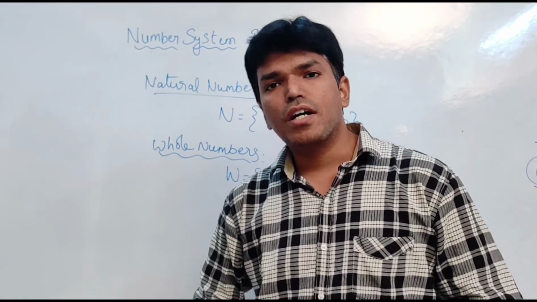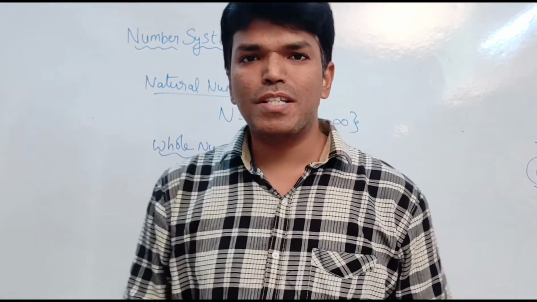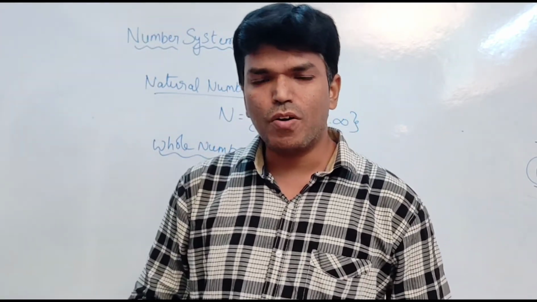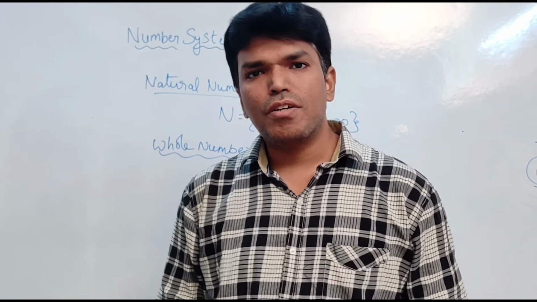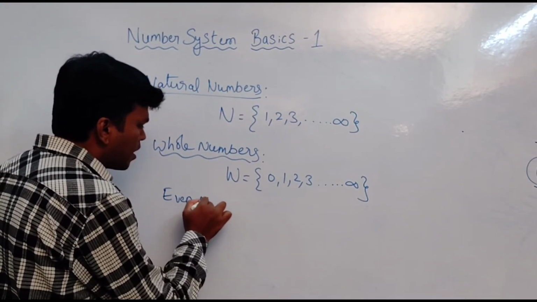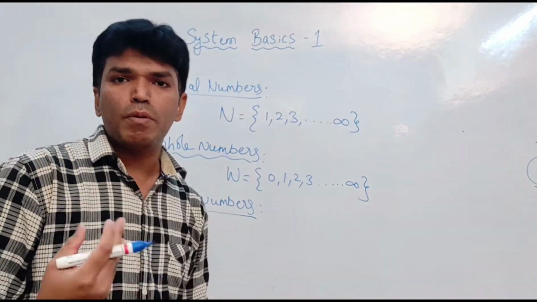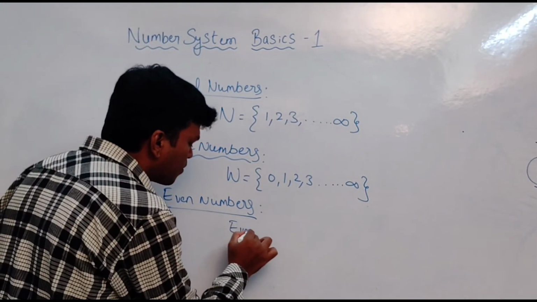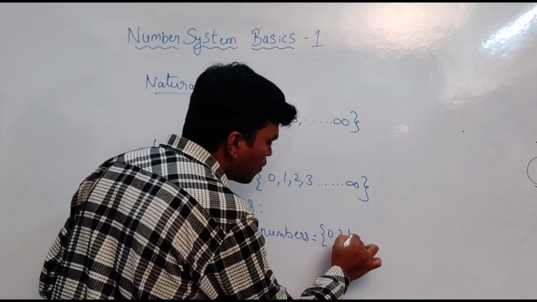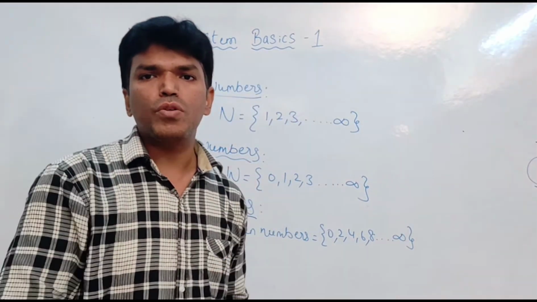Next, after whole numbers, the next kinds of numbers we should know are even numbers and then odd numbers. So what are even numbers? Even numbers are simply the numbers which are multiples of 2. All the multiples of 2 come under even numbers, starting from 0. Even numbers are those numbers which are divisible by 2. So they start from 0, 2, 4, 6, all these multiples of 2. They are divisible by 2. That's why they are known as even numbers.